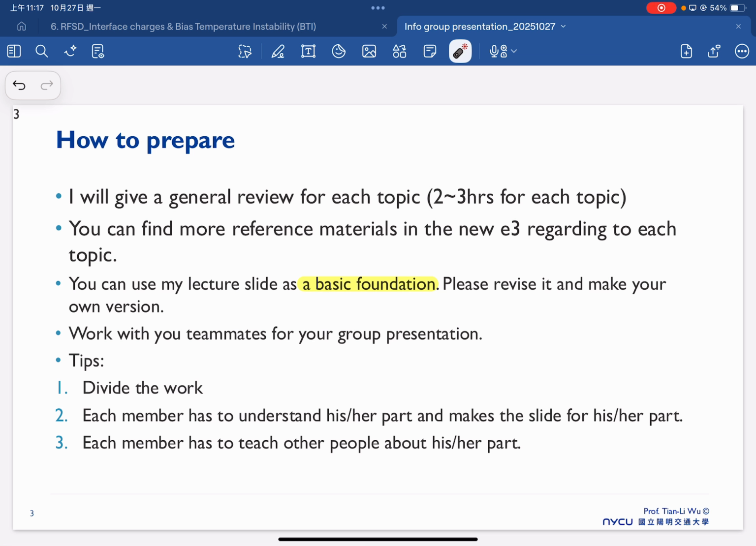That's the purpose. So you can divide the work and make your own slide, but in the end you need to teach the others. You need to make sure the other members can present your part as well. And in the end, the group presentation is considered as only one score for each group. So if somebody in the group doesn't present very well, of course they will influence the score.